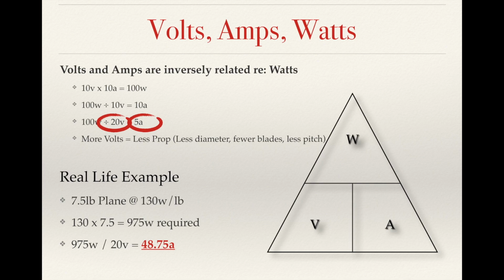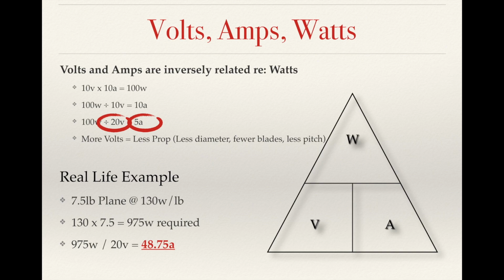This would be similar to, say, a 3-cell pack and a 5-cell pack. And just by switching the battery alone, my amp draw cut in half. And that'll go to battery capacity and the ESC required and other things. But I just wanted to put this out there so you could see an example of what happens when you change your voltage. So keep in mind, the more volts you use, typically the less prop you're going to use. Less diameter, fewer blades, less pitch.